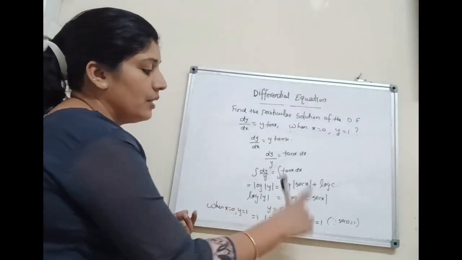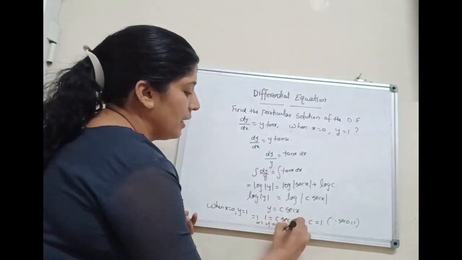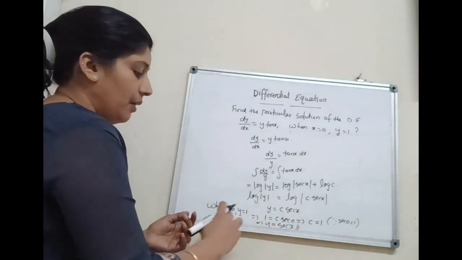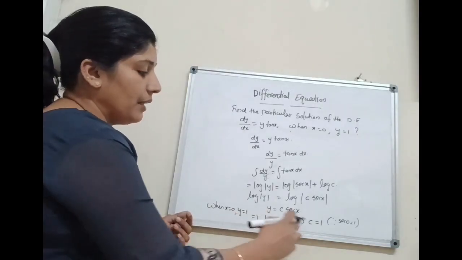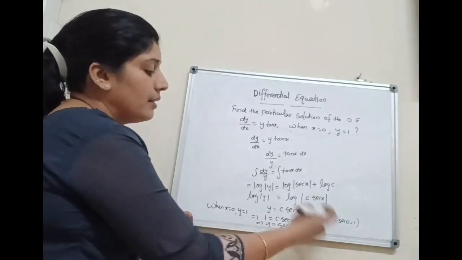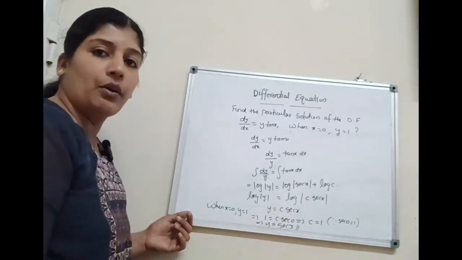When c equals 1, the solution is y equals sec x. Therefore, the solution is y equals sec x. Here, the condition when x equals 0, y is 1, so substituting this condition, we get c equals 1. Then substituting the value in the general solution, y equals sec x is the required solution.